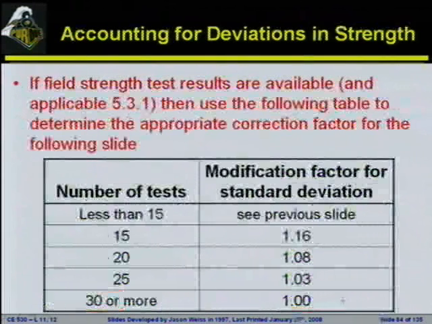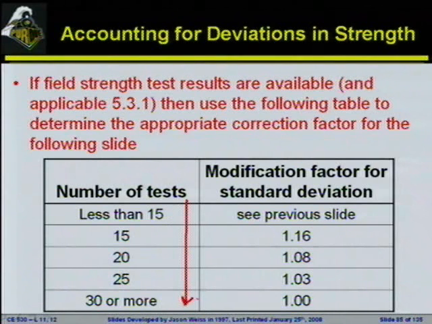So what a lot of people want to say is, well, it's not like I've never made concrete before. I mean, we send out 500 trucks of concrete a day. We've got a general idea of what our quality control is. If you have some idea of what your field strength may be at a particular facility, you can use this correction table. What this correction table does is it takes the number of tests that you have, and it allows you to modify the standard deviation that you have from those particular test data.